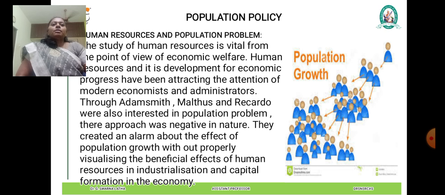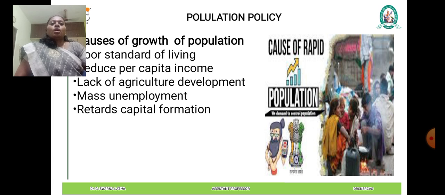Though Adam Smith, Malthus, and Ricardo were also interested in the population problem, their approach was negative in nature. They created an alarm about the effect of population growth without properly visualizing the beneficial effects of human resources in industrialization and capital formation in the economy. Next, we can see the causes of growth of population.